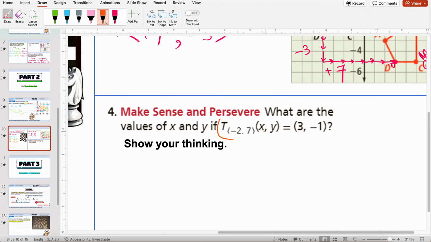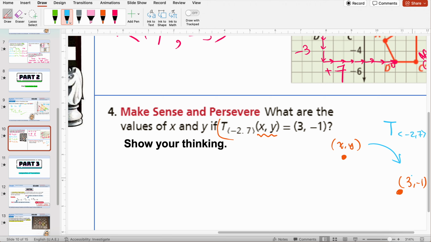Here, what are the values of X and Y if you did a translation (-2, 7) on some X and Y, we don't know what it was, and after we moved it, it gave me (3, -1). So you had the point X, Y, and then after you moved it, right or left or whatsoever, it gave you the new point (3, -1). What happened? They did a translation. T was (-2, 7).